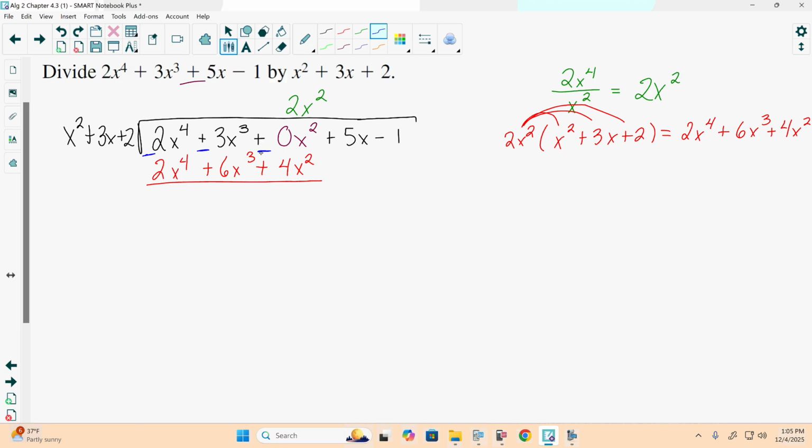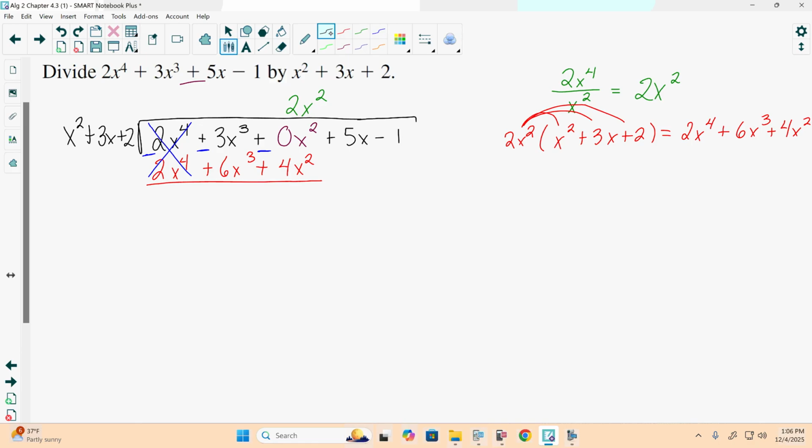Questions on any of this so far? We good with all these steps so far? Then we subtract. We always subtract with long division. 2x to the fourth minus 2x to the fourth is 0, because we want that first term to cancel. Now, if it works out that the first term and second term cancel, that's fine. If all three cancel, that's fine. We just keep moving forward.